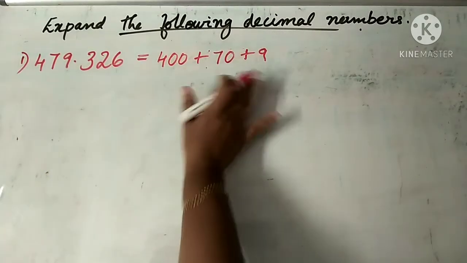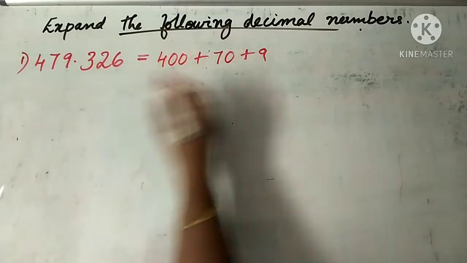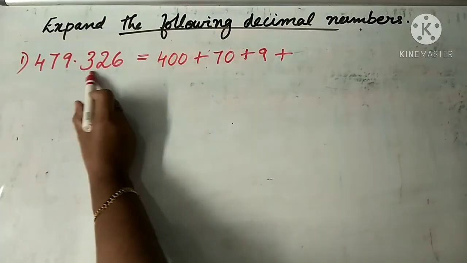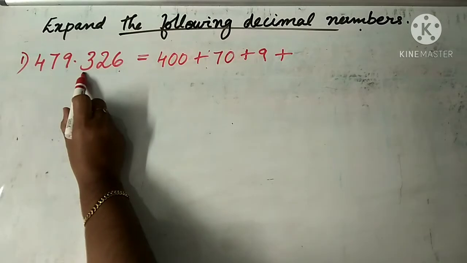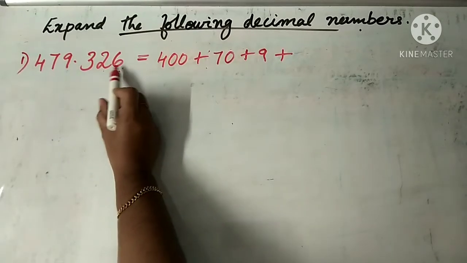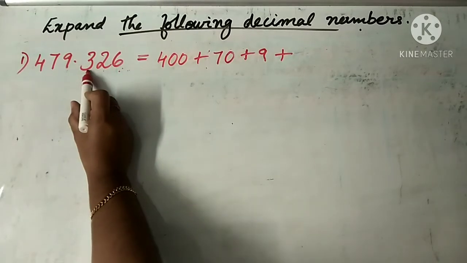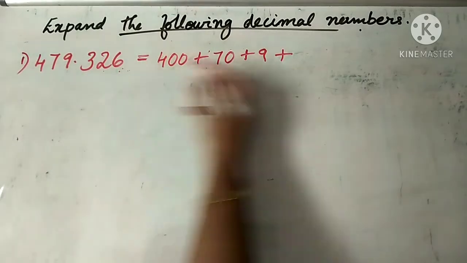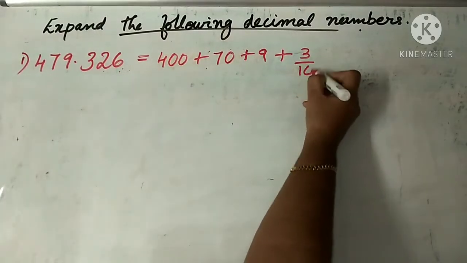This is how we represent the whole number part. Now comes the decimal part. Decimal place values come like 10th, 100th and 1000th. So we can represent this as: the first number is in the 10th place, so we write 3 by 10.